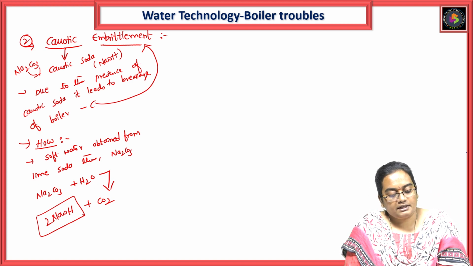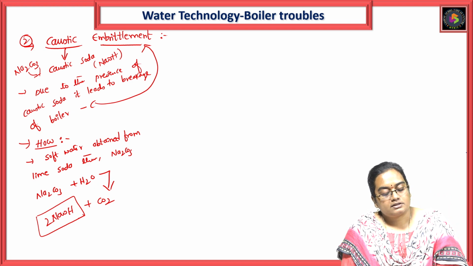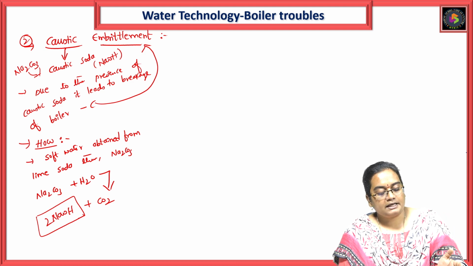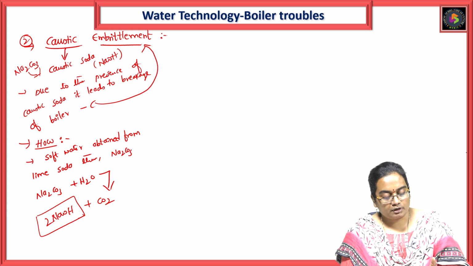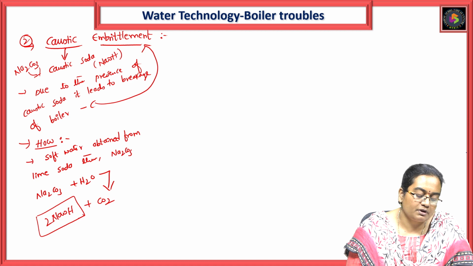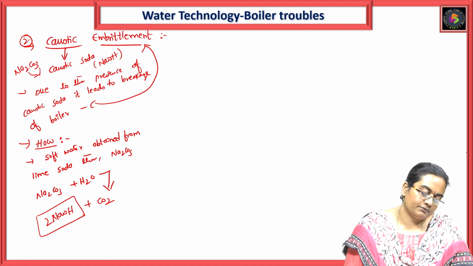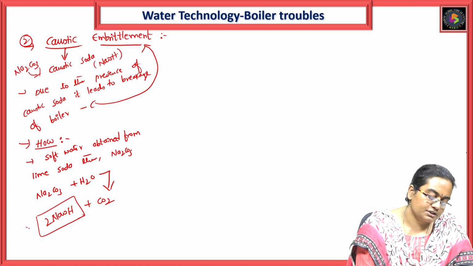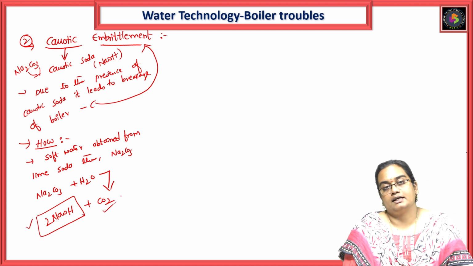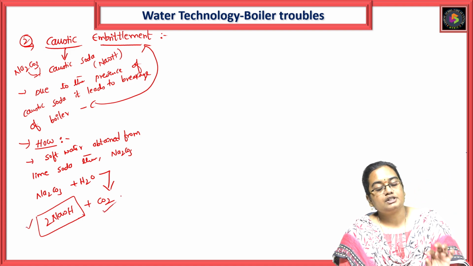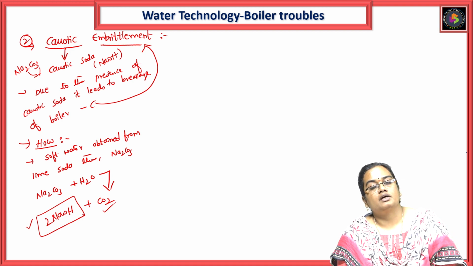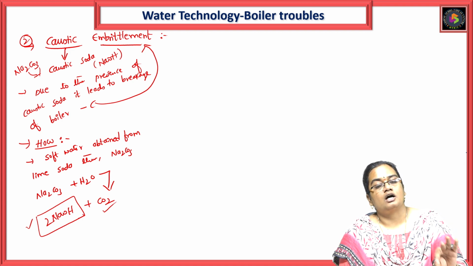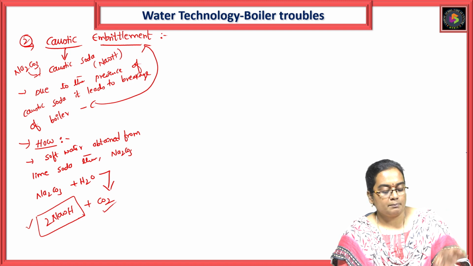How it is happening means, when a soft water which is done by lime soda method is taken into the boiler, then this sodium carbonate will be present in the water. This sodium carbonate undergoes hydrolysis to liberate caustic soda and carbon dioxide. That means your caustic soda is entering into the water through sodium carbonate from lime soda method.